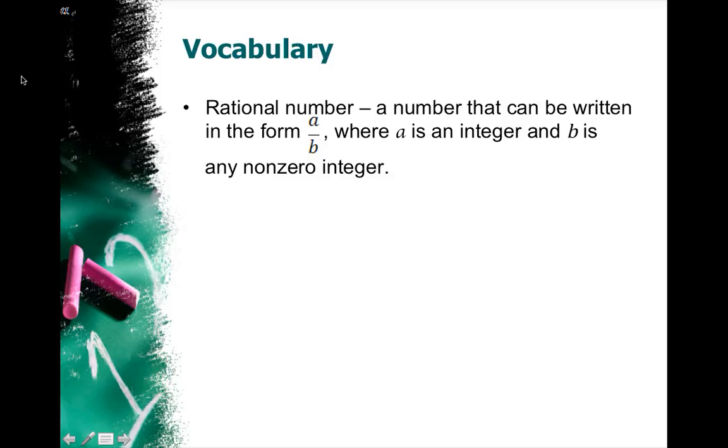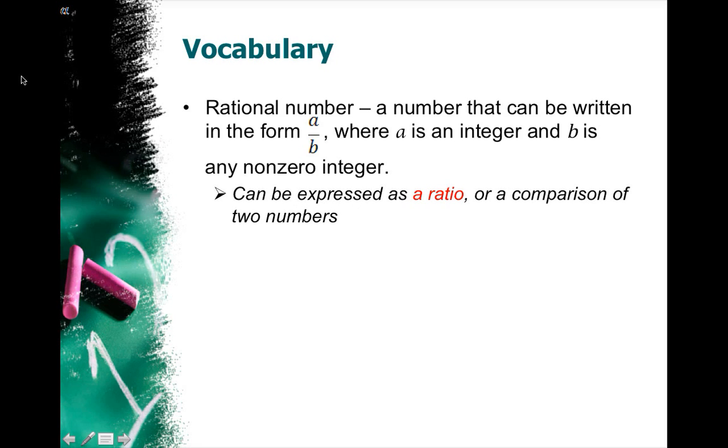We're going to start out with some vocabulary. The first vocabulary word you need to record is rational number. A rational number is a number that can be written in the form of A over B, where A is an integer and B is any non-zero integer. So basically, a rational number is a number that can be written as a fraction. And since we cannot divide by 0, we cannot have 0 in the denominator. So B cannot be 0.